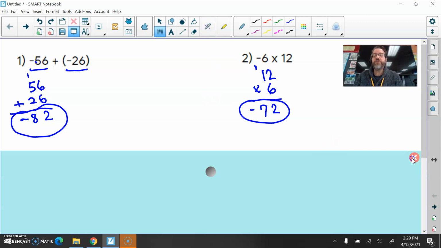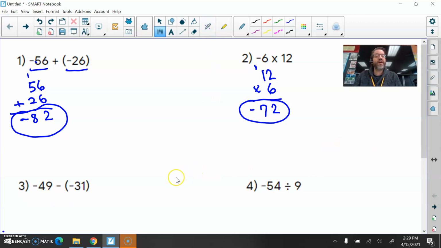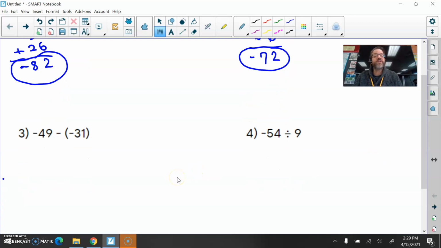All right, number 3. We have negative 49 minus negative 31. Now it's a subtraction problem, but remember, anytime you're subtracting, you can change it into an addition problem by adding the opposite of the second number. So I'm going to rewrite this. Instead of negative 49 minus negative 31, I'm going to change this to plus, but then I also have to change this to positive 31. So I have negative 49 plus positive 31.